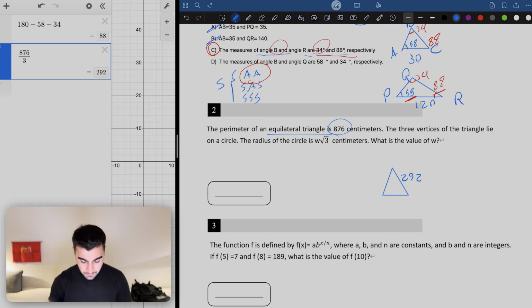And these 3 vertices are on a circle. So this is how the shape looks like. And here is the radius of the circle, okay? The radius of the circle is W root 3. So this is W root 3. What is the value of W?